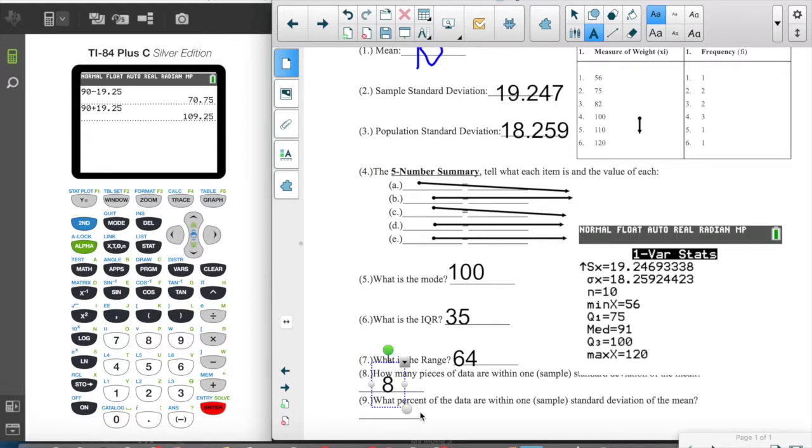Okay, so now we're going to find out what the percentage of the data within one standard deviation is. Every single one of these added together gets you 100%. So whichever ones we have within those 8 pieces, and how many pieces of data do they give us? That's 4 plus 3 is 7, or 6, 7, 8, 9, 10. So 8 out of 10, and that's going to give you 80%.